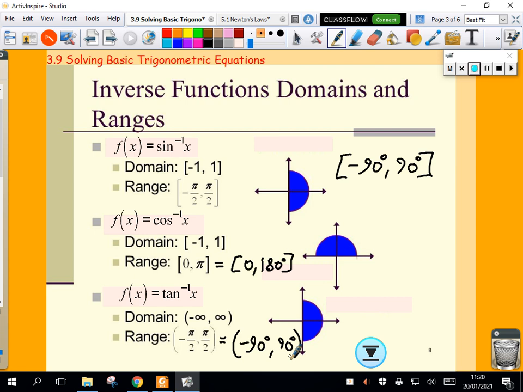All the numbers between -90 and 90 can come out of the tan inverse function, but 90 and -90 cannot. So round brackets say they're not included, square brackets say they are included. These are well worth remembering: the domain and the range. The domain is the numbers I'm allowed to put in. The range is the numbers that I can possibly get out. So cosine inverse of some number will never give you 181. It's always between 0 and 180.